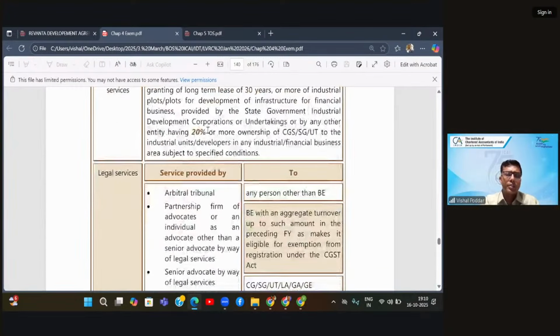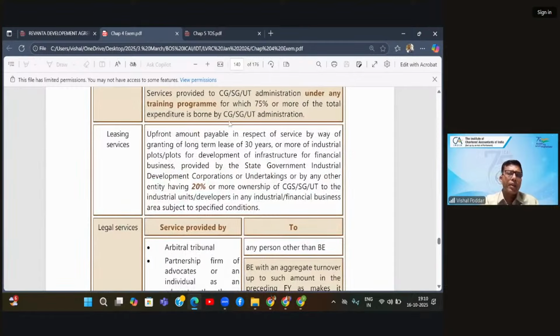Next, leasing service. Now, whenever you want to run a factory, what you do is you go to your city's industrial zone, industrial area. Over there, you take a land on lease.